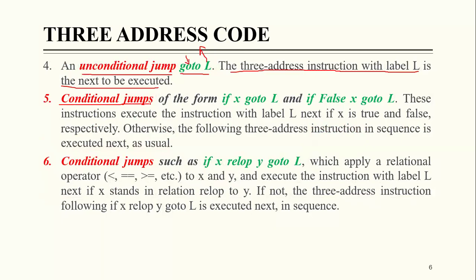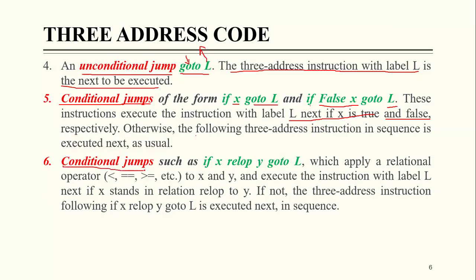The next one is conditional jump. In this case, it has some condition. Based on the condition, the control will go to some label. So here, if x goto L, or ifFalse x goto L. In these instructions, we execute the instruction with label L if x is true, or if x is false, respectively. Otherwise, the following three address instruction in sequence is executed next as usual.